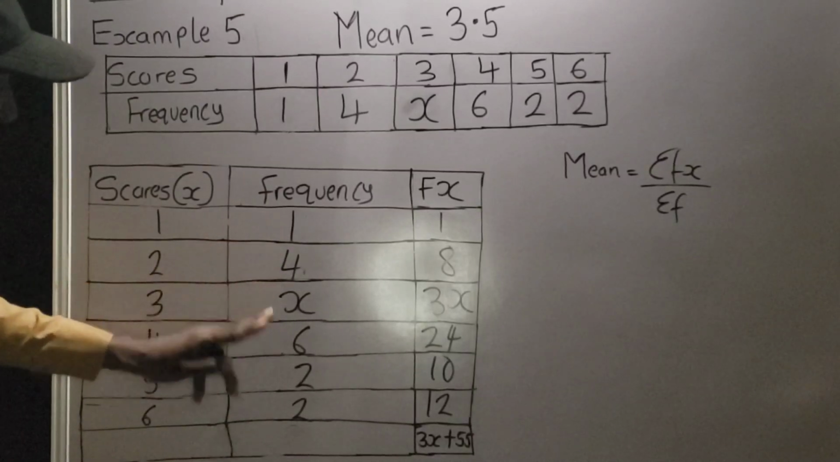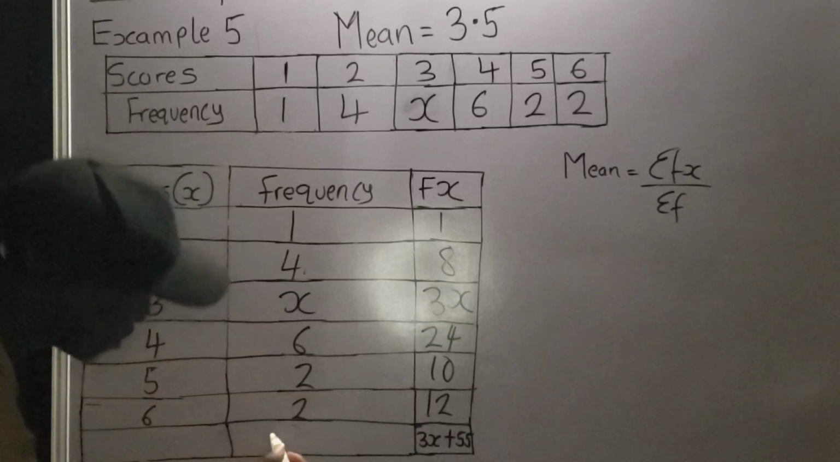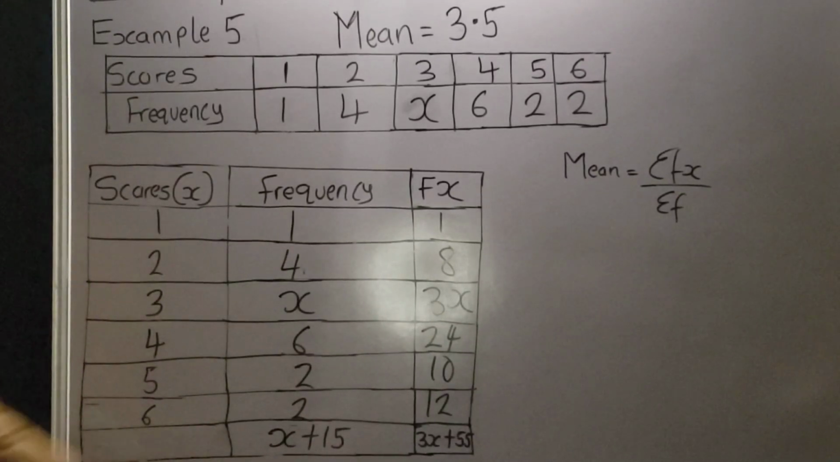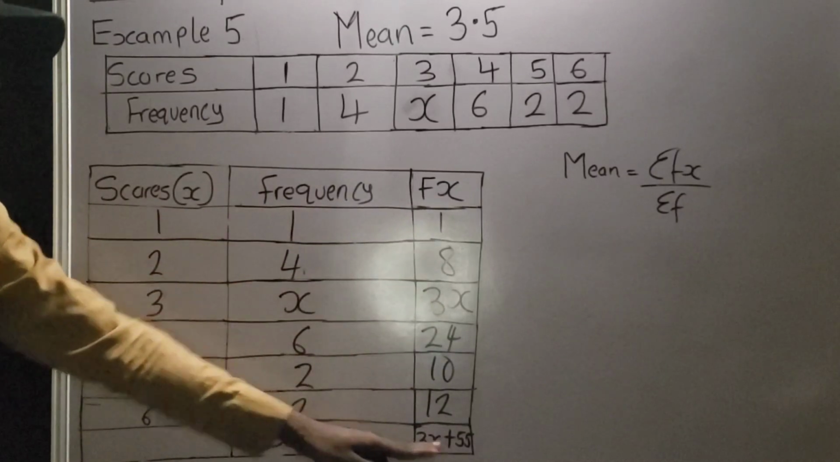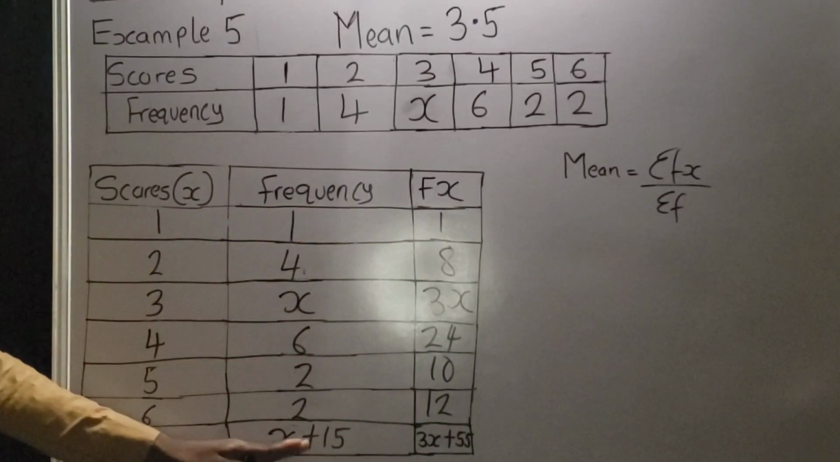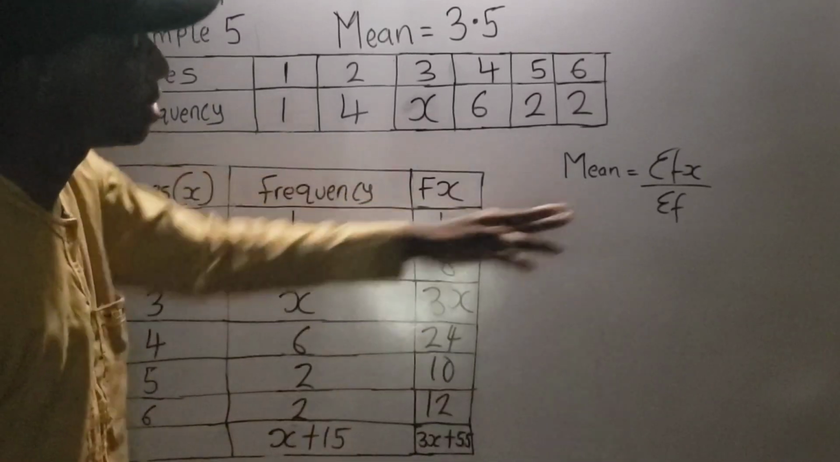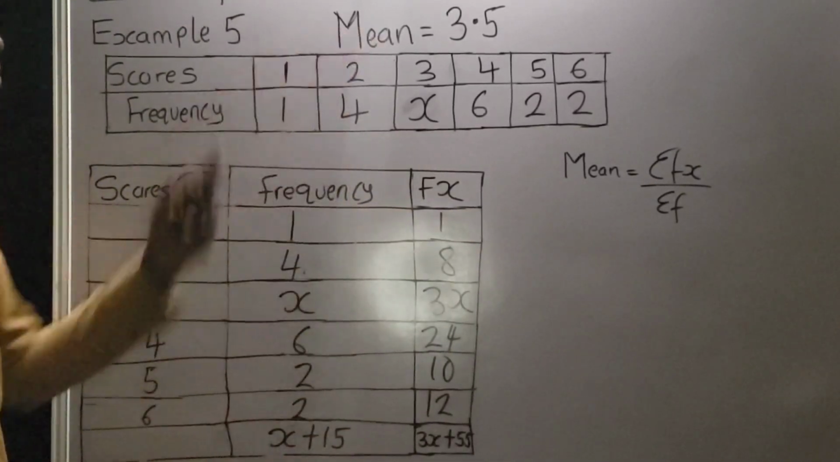1 plus 4 plus x plus 6 plus 2 plus 2. That will be what? x plus 15. You understand? So summation fx is what? 3x plus 55. While summation f is what? x plus 15. Now I can proceed to use the formula of mean to calculate the value of x.